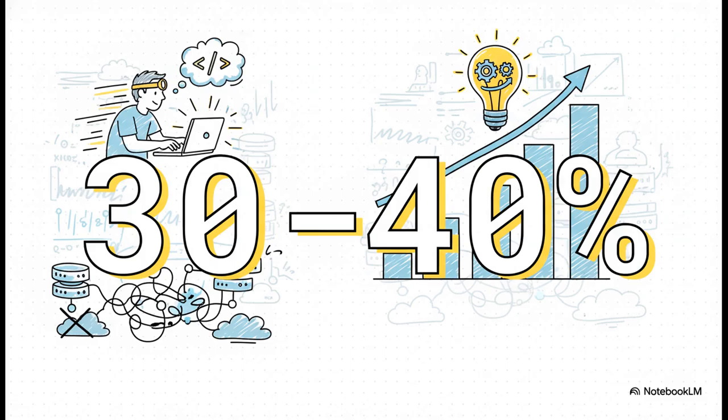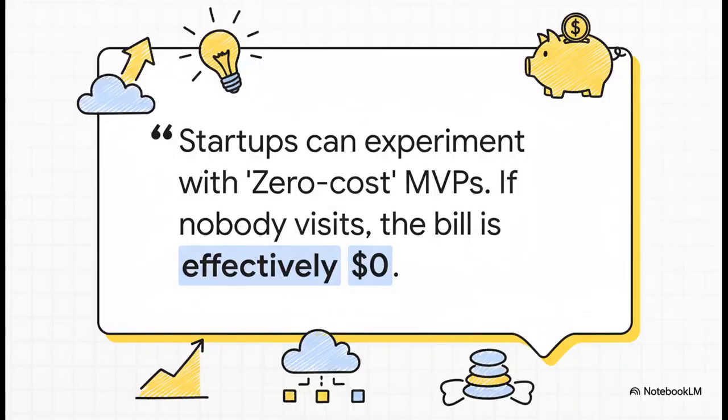Time they can spend on what actually matters, building features, solving customer problems, instead of wrestling with infrastructure. And this quote right here just nails the financial side of it. It gives you this incredible agility. You can spin up a new idea, a new product, an MVP, and just put it out there. And if nobody uses it, if it's a flop, your bill is basically 0. Think about that. It just completely lowers the risk of trying new things and innovating.